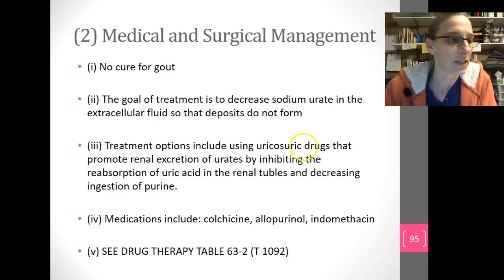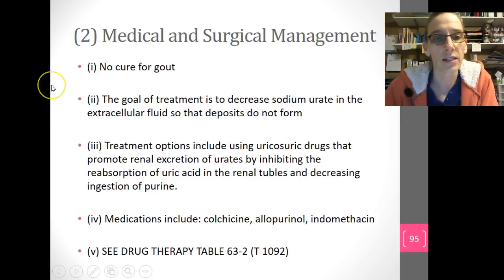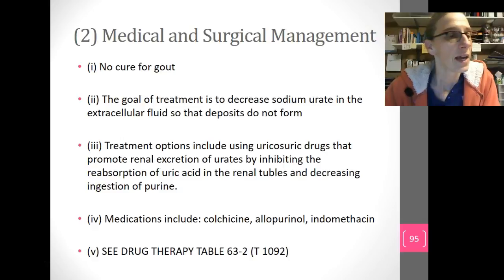Medical surgical management. There is no cure for gout. No cure. The goal of treatment is to decrease sodium urate in the extracellular fluid so that deposits do not form. Treatment options include using uricosuric drugs that promote renal excretion of urates by inhibiting the reabsorption of uric acid in the renal tubules and decreasing the ingestion of purine.